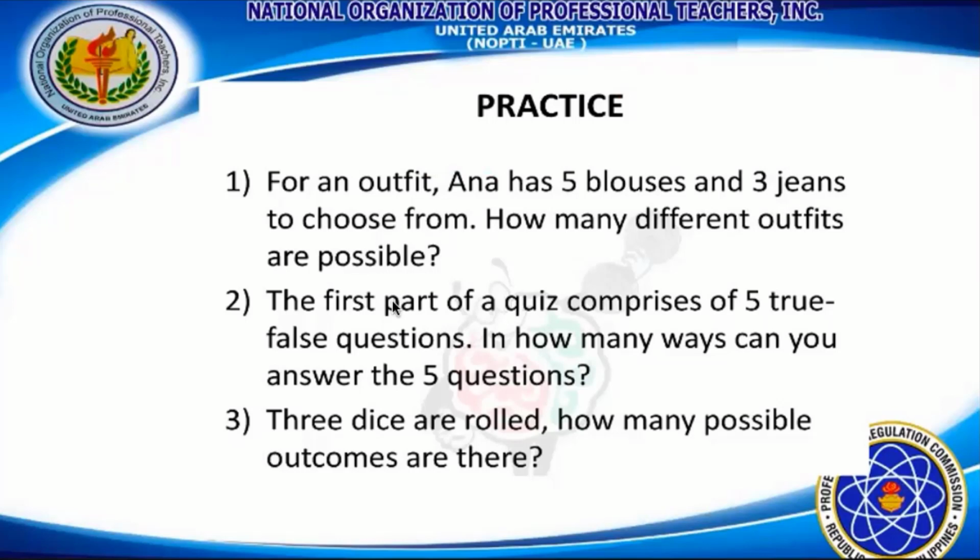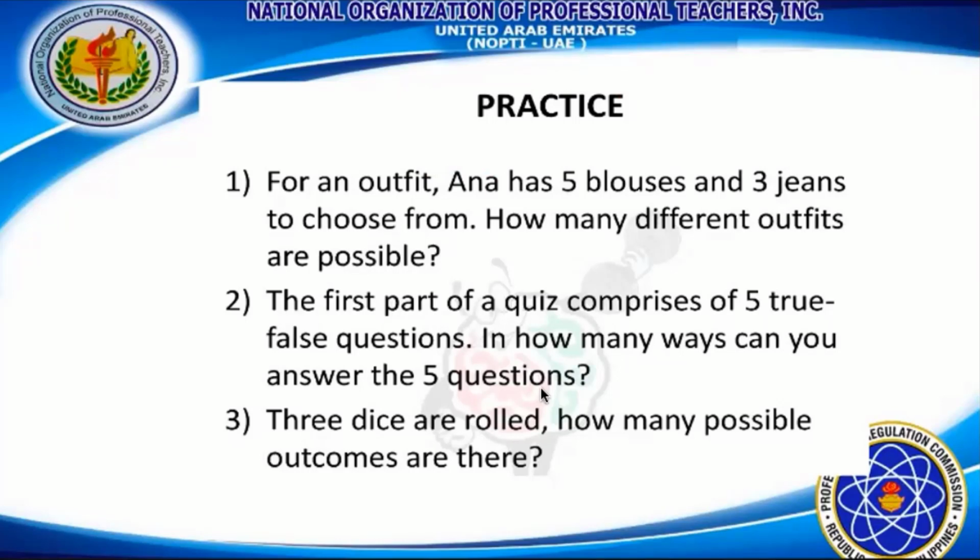Okay? Here, number 2. The first part of a quiz comprised of 5 true or false questions. So, 5 daw na true or false question. True or false, ilang bang pagpipilian? 2. Right? So, in how many ways can you answer the question?